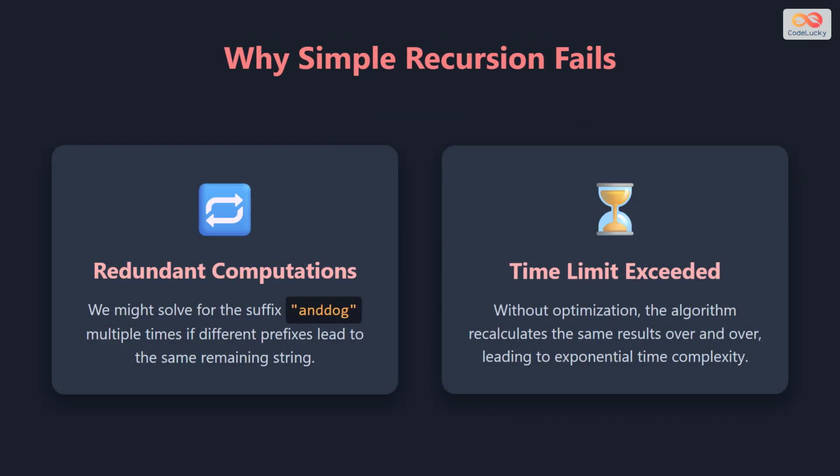A naive recursive approach has a major flaw. We might encounter the same suffix multiple times through different paths. For example, the suffix "sanddog" might be processed repeatedly. This redundant computation leads to a time limit exceeded error on large inputs.